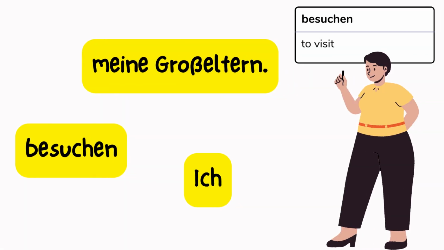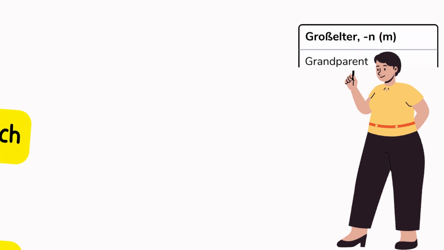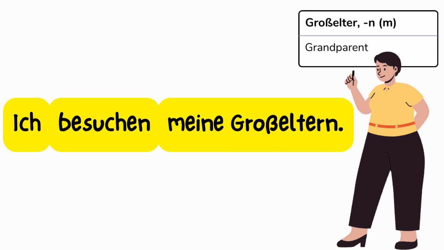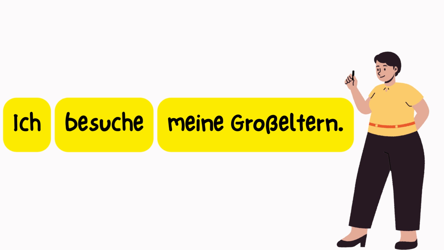So what we see here is a verb, besuchen, the subject, ich, and an object, meine Großeltern. First, rearrange the words in the correct order. Subject, which is ich, then comes the verb, besuchen, and then the object, meine Großeltern. Finally, we conjugate the verb according to the subject. Ich besuche meine Großeltern. That's it.